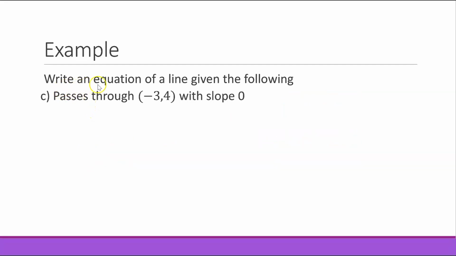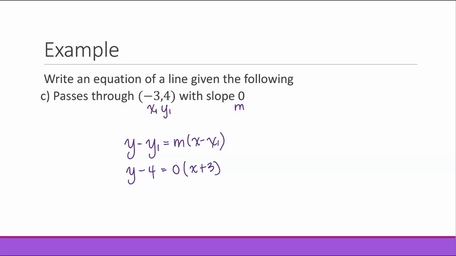And in this last one, we're still going to write an equation of the line given the following: our line passes through (-3, 4) with slope 0. So this time we're given a coordinate point, (x1, y1), and we're given our slope, m equals 0. So we can jump straight to point-slope form of a line, y minus y1 equals m times the quantity x minus x1. And we'll start to substitute in: y minus 4 equals 0 times the quantity x plus 3.